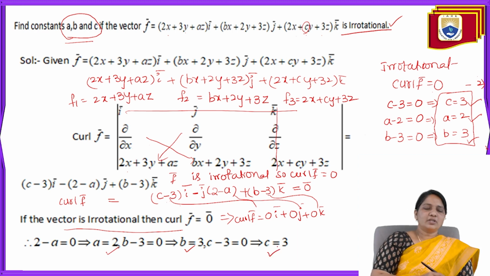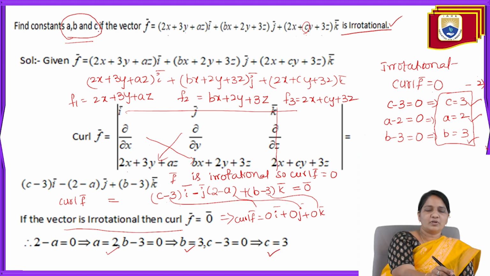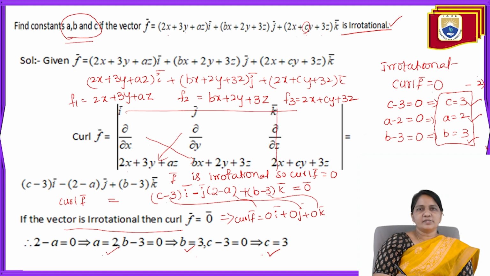In the question they are asking to find the constant values. So the a value is 2, the b value is 3, and the c value is 3. This is the way to find the constants a, b, c by using the definition of irrotational. First you have to know the definition: if curl f bar is equal to 0, then we can say that the function is irrotational.